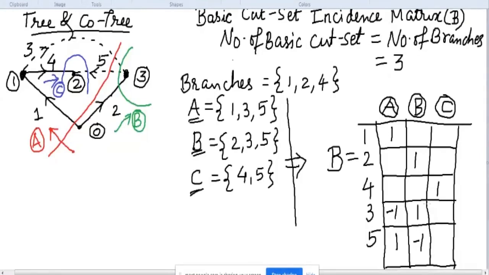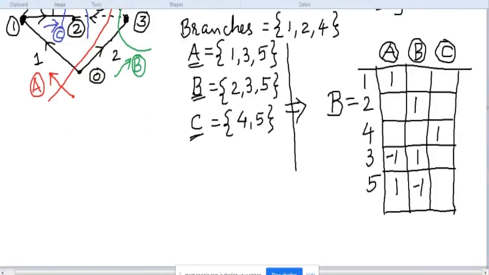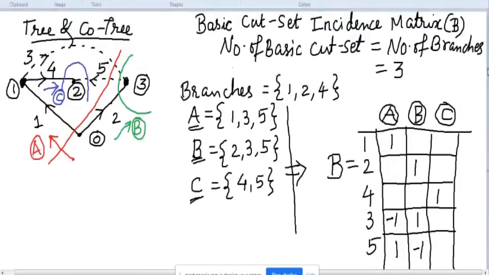This matrix is very important, because this matrix makes a lot of confusion to many of the students, and they end up with the wrong result. So don't do such things. I am just explaining the easiest way to enter the elements inside the basic cut set incidence matrix.